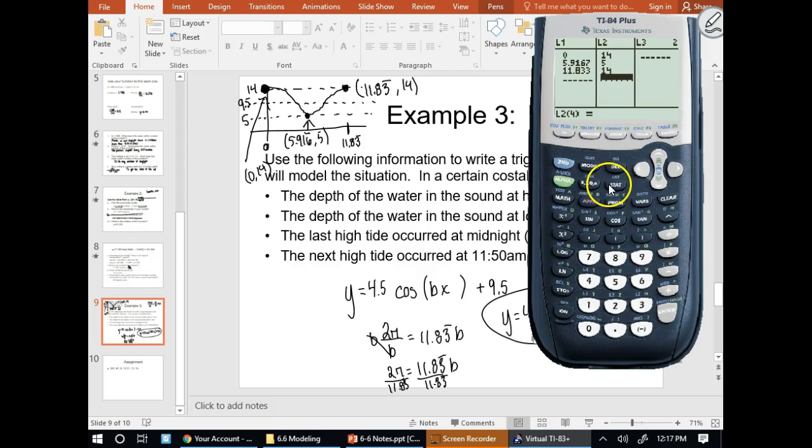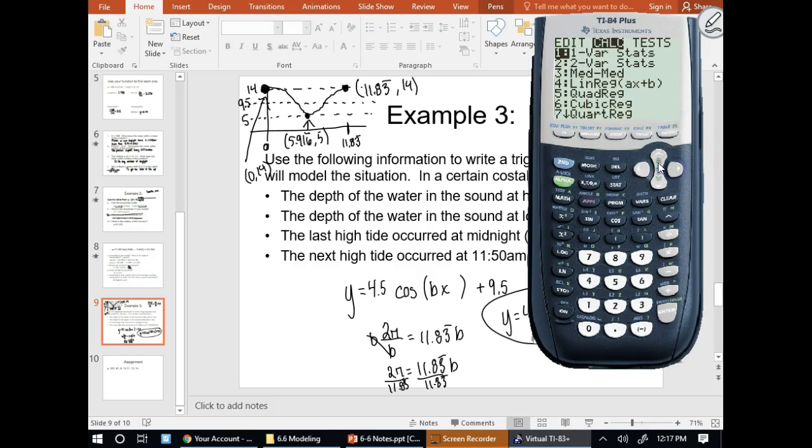So I should have tried this before I told you it was another way to work. Let's see if it will work. So now we can do a regression with those points. If we go Stat, over to Calc, C, and Enter. I should have tried it first.